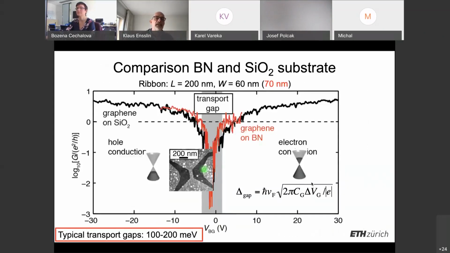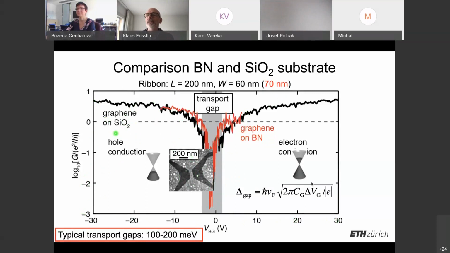So let's see what happens if we measure one of those clean devices. And what you see again is the conductance versus the backgate voltage. Note that here we have a logarithmic scale. This is why this broad minimum that we saw before is a little bit more peaked now. And what we try to understand is where this minimum comes from and whether we can make it narrower by making the system cleaner.